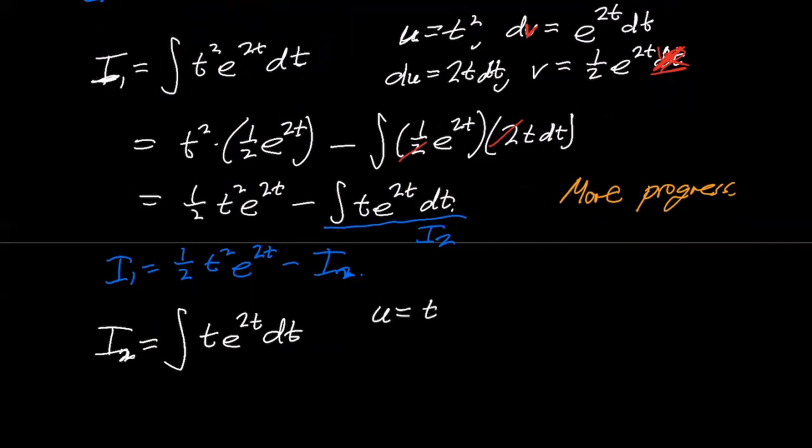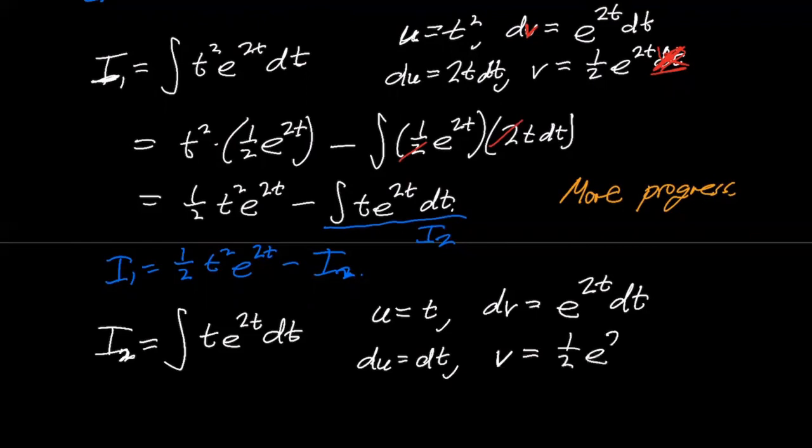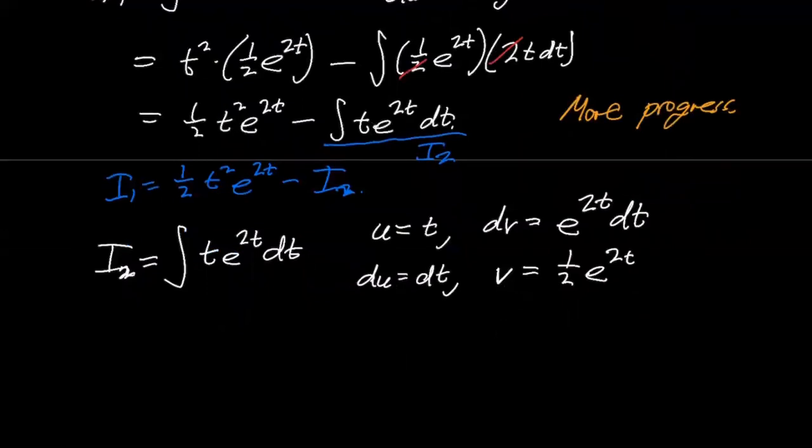So u is t, dv is e to the 2t dt. du now is just dt, right? We differentiate t, we get 1. And v is, again, 1/2 e to the 2t. Keeps happening that way. And then, okay, so then we get uv, which is these two multiplied together.